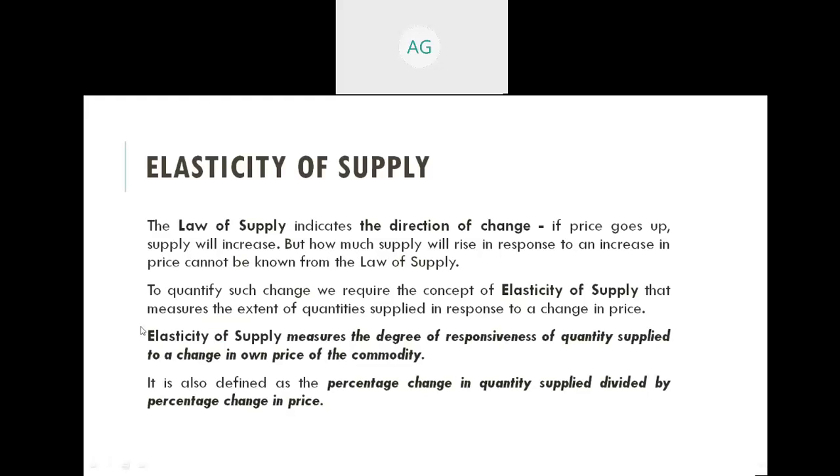Now the next topic is elasticity of supply. In the demand analysis topic, we already discussed the elasticity of demand. In a similar way, we have the concept of elasticity of supply. The law of supply indicates the direction of change. If prices go up, supply will increase, but how much supply will rise in response to an increase in price cannot be known from the law of supply. This question can be answered with the elasticity of supply.